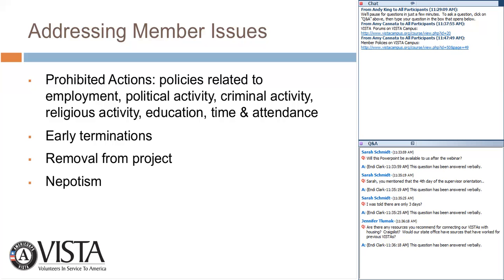Yeah, I think that's great. I recognize this slide is a little confusing because education shows up under prohibited actions. And of course, education itself isn't prohibited, it's just that it requires approval.